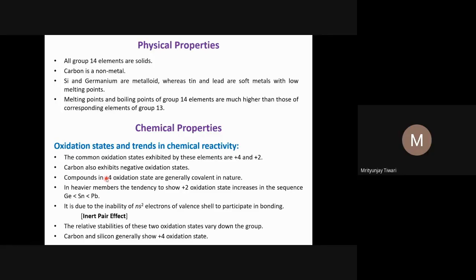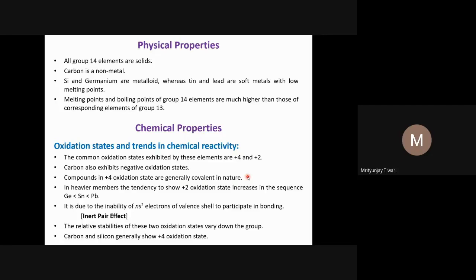It means that any element in the +4 oxidation state will have more tendency to pull the shared pair of electrons towards itself. That is why the electron cloud of the anion will be deformed more and more, so deformed that it will come almost in the middle between the two bonded atoms, and so compounds in the +4 oxidation state are generally covalent in nature.